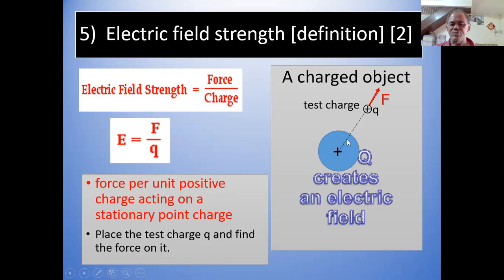Not this charge. This is the one that contributes the field. We want to measure the field due to this charge. We put a test charge there. Measure the force. Force divided by the test charge. We get the magnitude of the strength of this field.